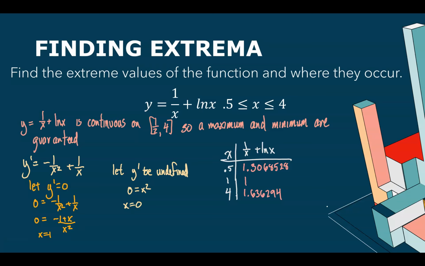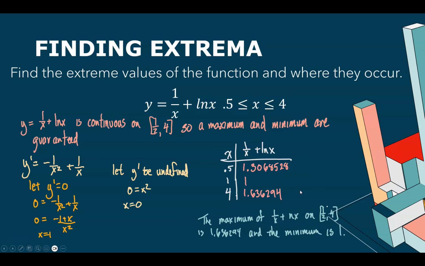Well, you can see that at 1/2, 1 over x plus natural log of x is 1.306. At 1, we get 1, and at 4, 1.636294. So the maximum of 1 over x plus natural log of x on 1/2 to 4 is 1.636294, and the minimum is 1. Oh, it says and where they occur. I screwed that up.